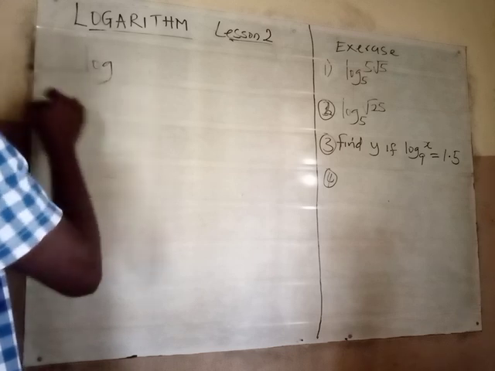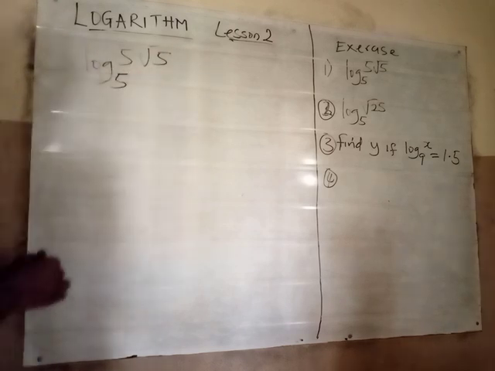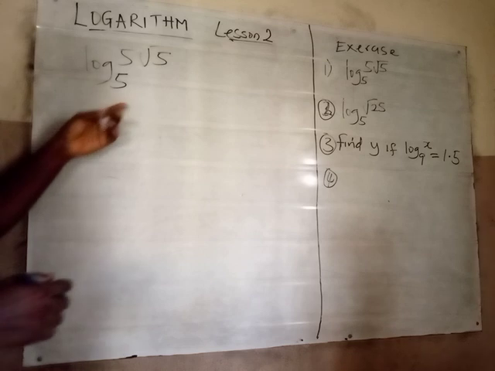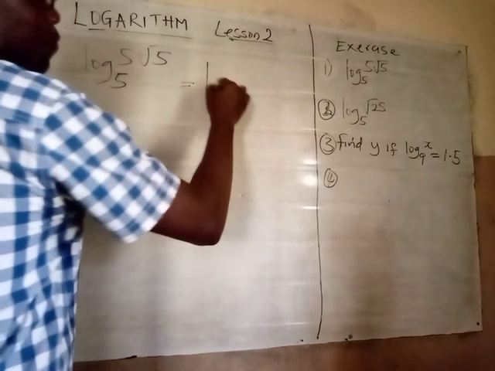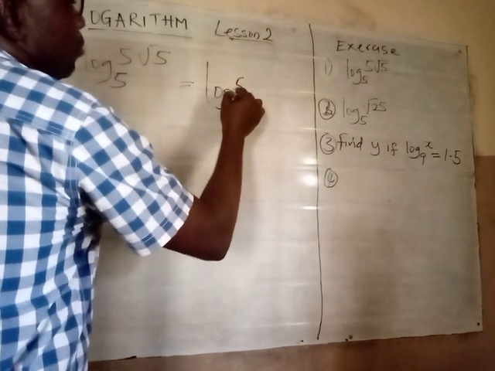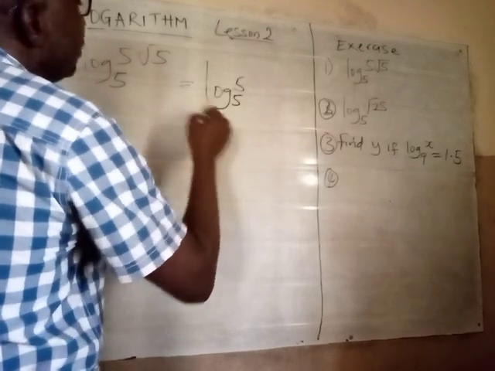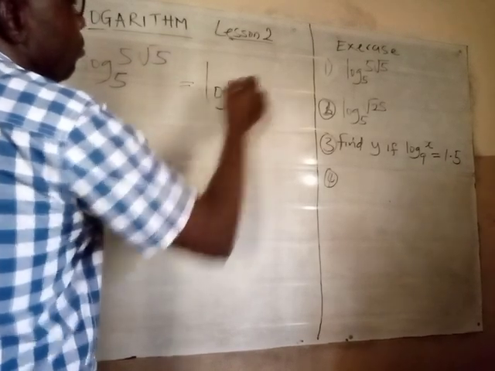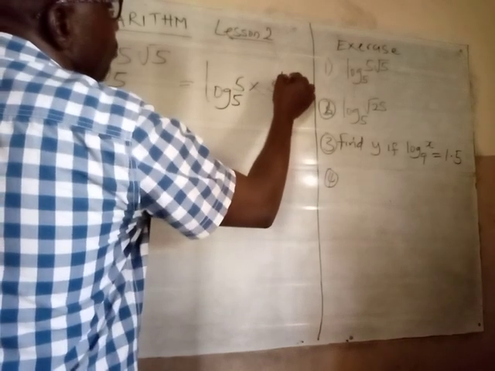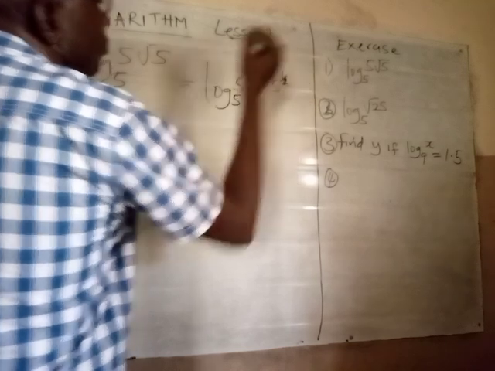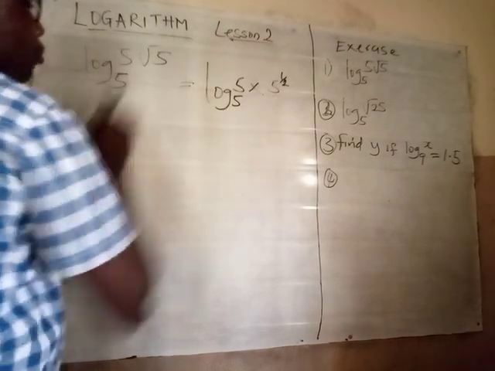log 5 root 5 base 5. How to go about this is log 5 root 5 base 5. Root 5 is the same thing as 5 raised to power 1 over 2.